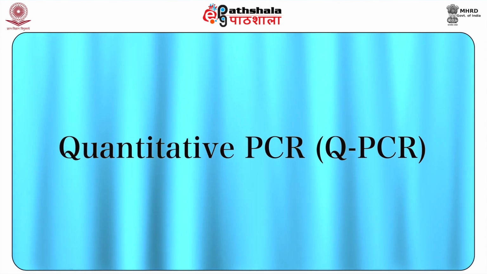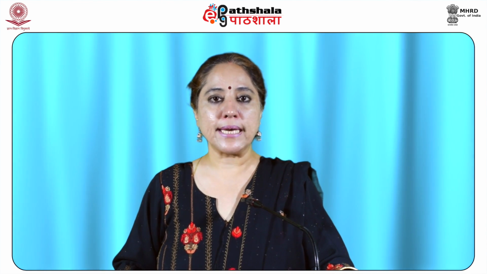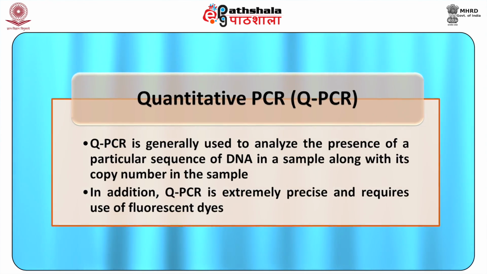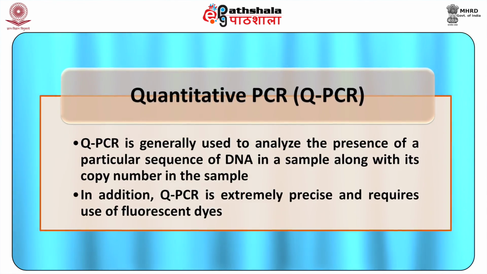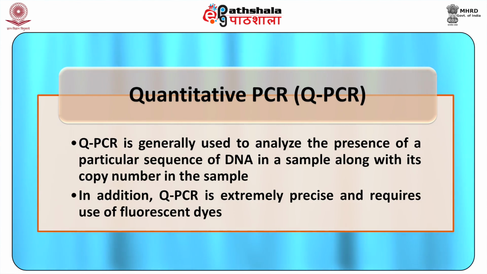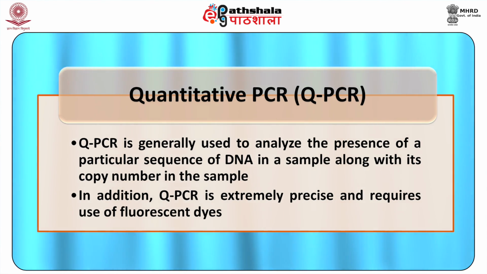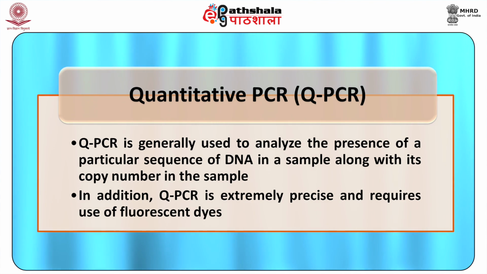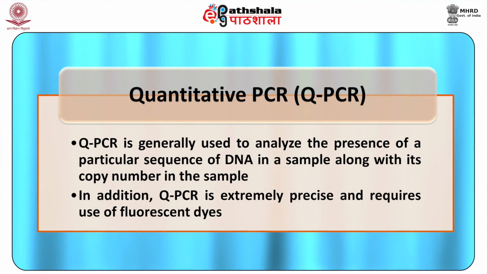Quantitative PCR, referred to as Q-PCR. This is the most significant PCR methodology used for quantitative analysis of a PCR product, commonly in real time. Initial amounts of DNA, cDNA or RNA can be quantitatively measured by it. Q-PCR is generally used to analyze the presence of a particular sequence of DNA in a sample along with its copy number in the sample. In addition, Q-PCR is extremely precise and requires the use of fluorescent dyes.